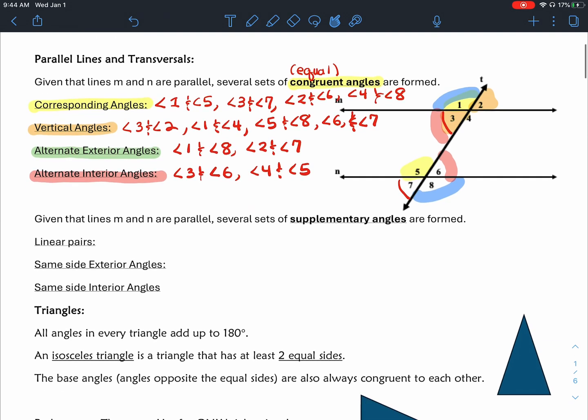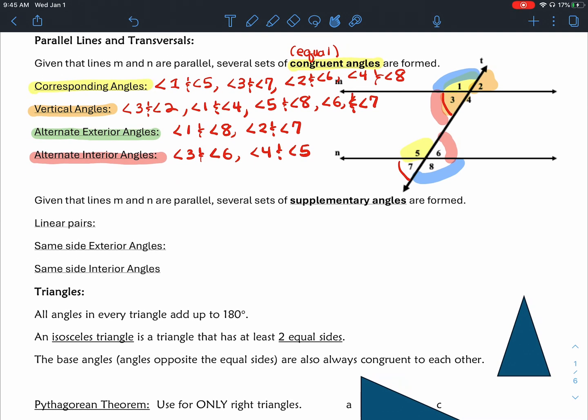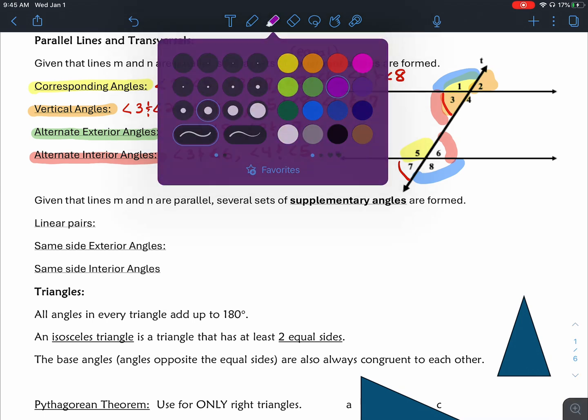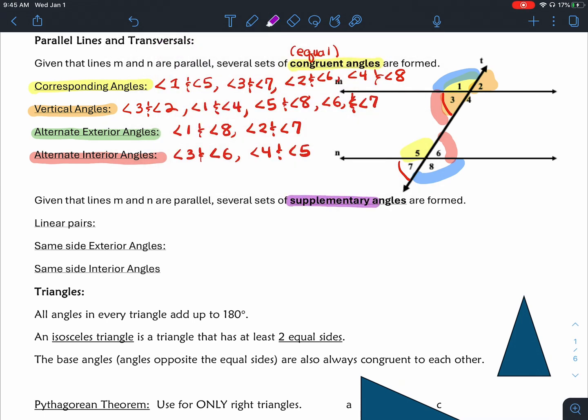Okay. If we were to look at the same picture, there are also various angles formed where the 2 angles are not equal to each other, but they are supplementary to each other. That means they add up to 180 degrees. Okay. So for example, a linear pair, and you should be quite familiar with this, a linear pair of angles just means 2 angles that form a straight line.